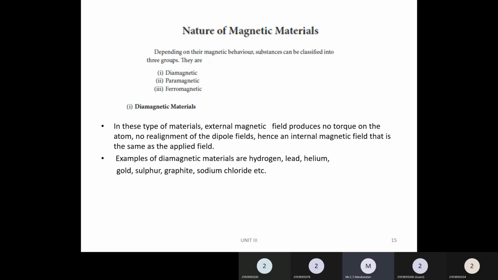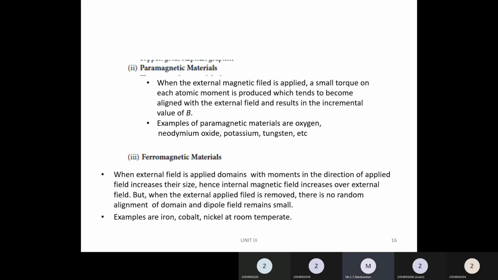We can now define these, starting with diamagnetic material. When we apply an external magnetic field to this type of material, it produces no torque, so you will not get any realignment. Some examples of diamagnetic materials are helium, sulfur, graphite, sodium chloride, etc. For paramagnetic materials, when you apply an external magnetic field, they produce a small torque. The atomic moment is produced, and they align with the external field.